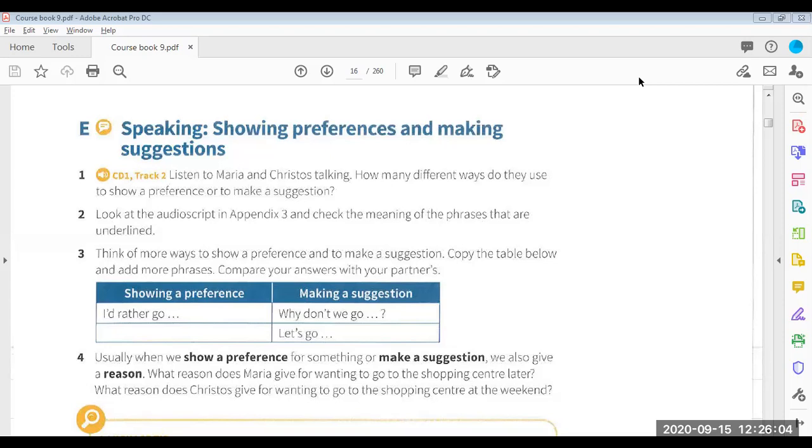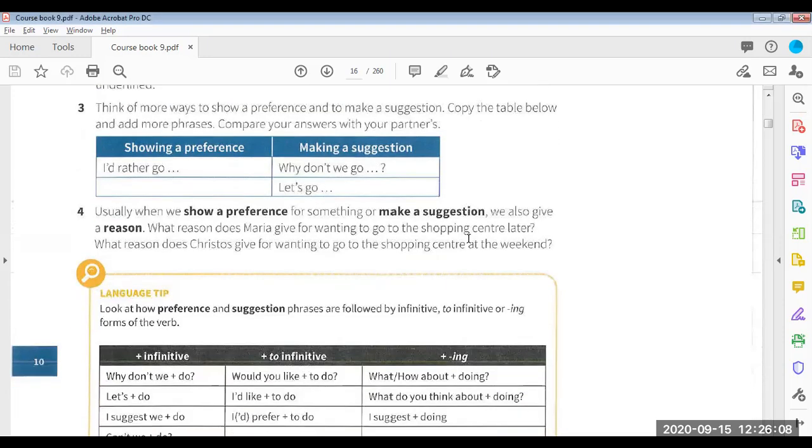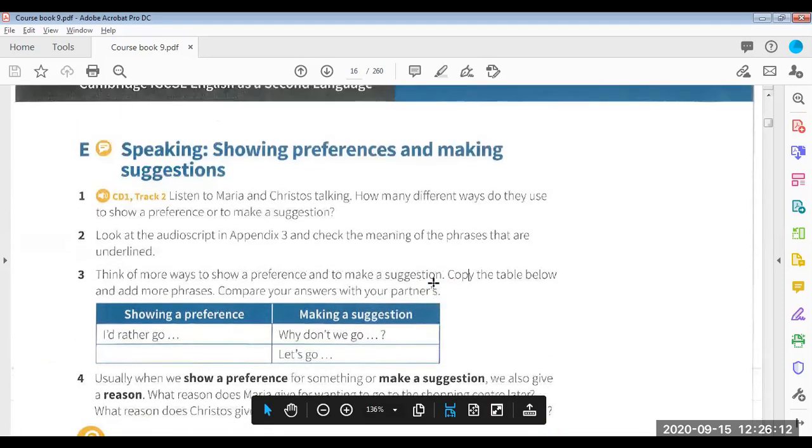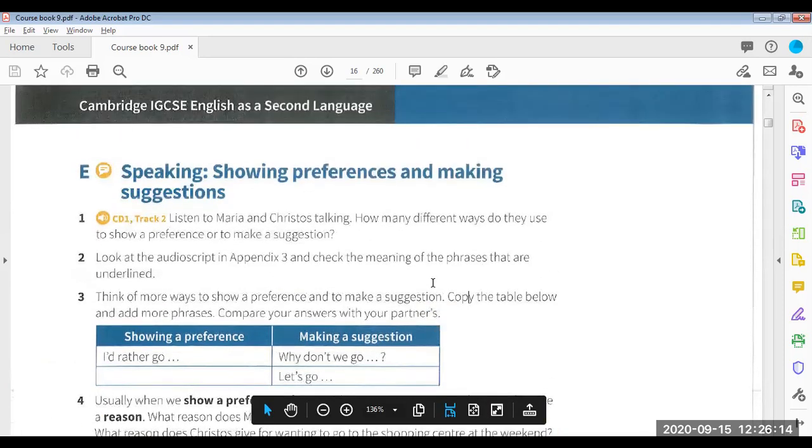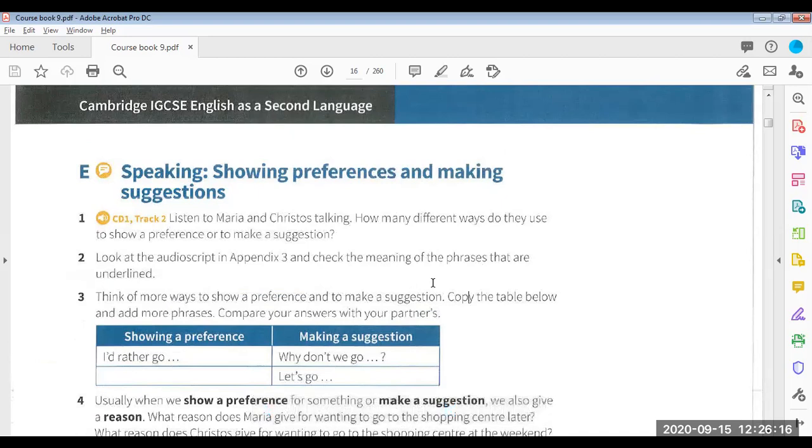Today we started activity E, unit 1, English student book, page number 10. In this activity we discussed the speaking skills, and in this lesson we will be able to understand how to show preferences and how to make suggestions.